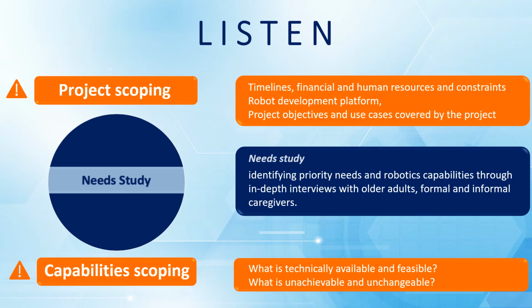We can only close this needs study phase if we do a capability scoping. That is refinement of the technical objectives of the project. We have to think very critically what is technically available and feasible, and maybe equally important, what is unachievable and unchangeable. This is important to make sure that we manage expectations throughout the rest of the project well.